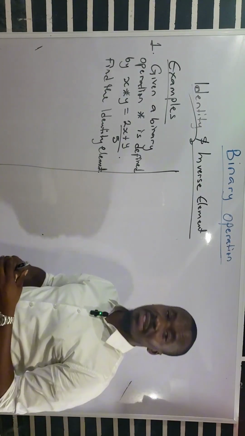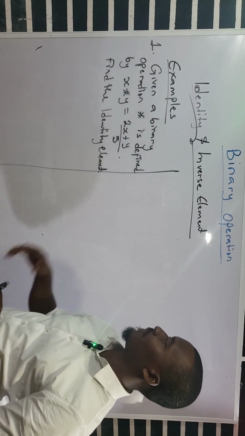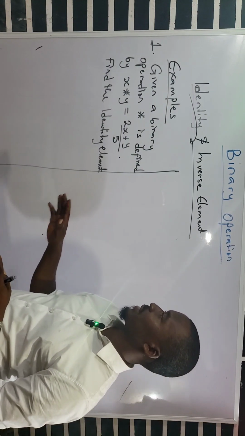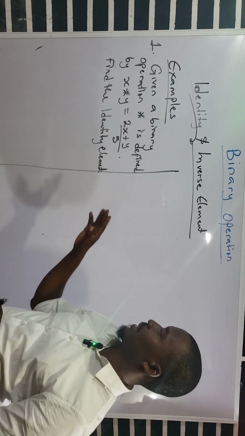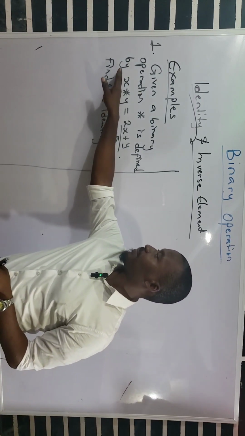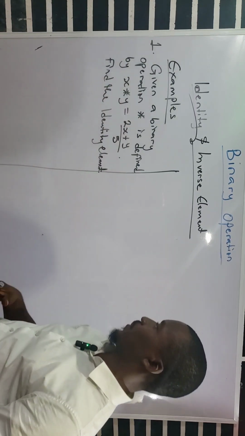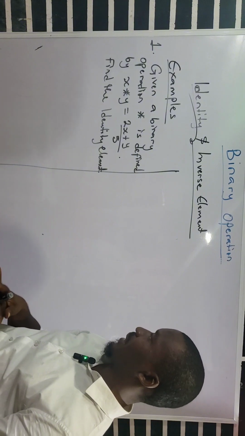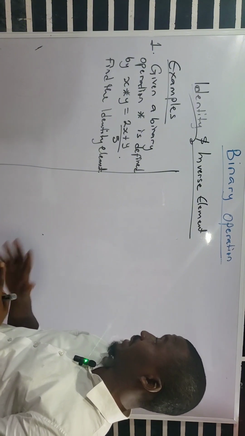So we are going to solve a few questions here on identity and inverse. We have our first example on identity and inverse elements. The question says that a binary operation is defined by x binary y equals (2x + y) over 5. Find the identity element.